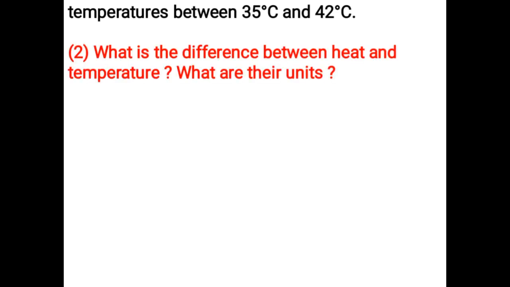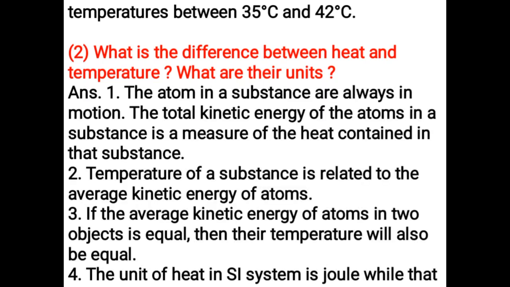What is the difference between heat and temperature? What are their units? The atoms in a substance are always in motion. The total kinetic energy of the atoms in a substance is a measure of the heat contained in that substance. Temperature of a substance is related to the average kinetic energy of atoms. If the average kinetic energy of atoms in two objects is equal, then their temperature will also be equal.